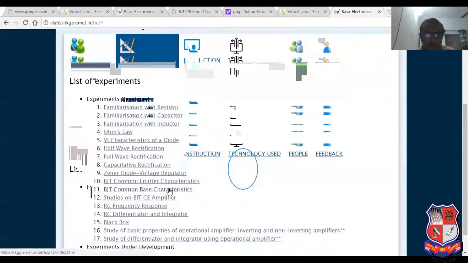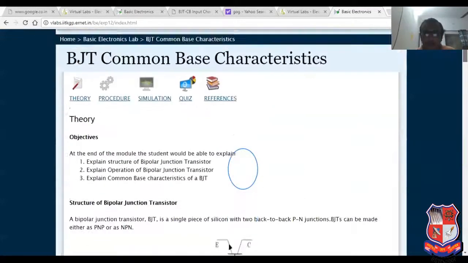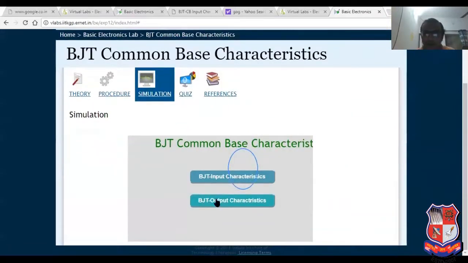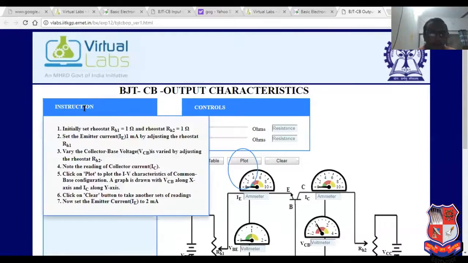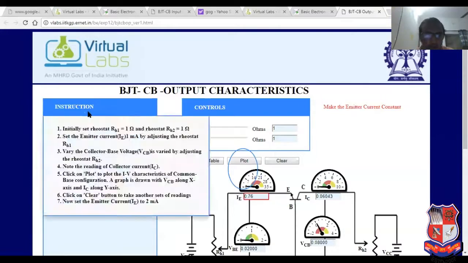So then, common base. Base is common, that's why it is connected to ground. Now see output characteristics. If you want to measure the output characteristics, then read the instruction. Set the value of resistance at 1 ohm. Now set the emitter current. Now see in output characteristics.